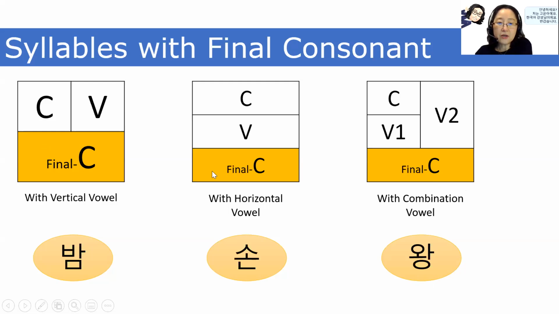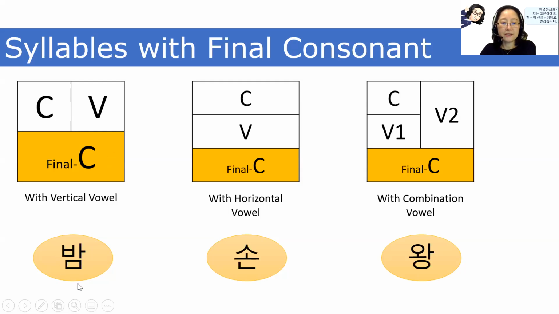However, the final consonant is always placed underneath, and the Korean term for final consonant is batchim. Batchim means base or foundation, so they're supposed to be placed underneath. Okay, so this is also the writing stroke order. So you write the initial consonant and vowel, and then the final consonant.